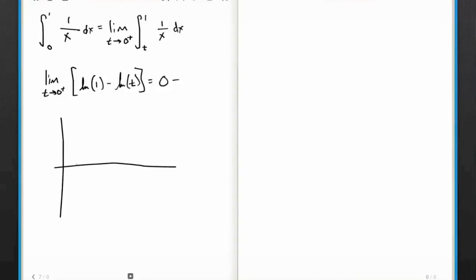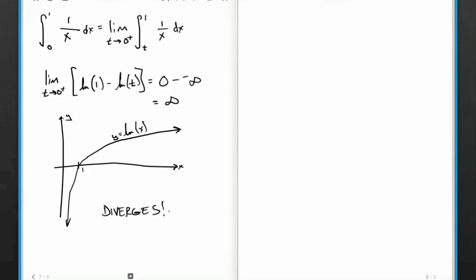The natural log function looks something like this. And it goes off like this. So this is x, this is y, and this is y equals natural log of x. So as I approach 0 from the right, my natural log of t goes to negative infinity. Right, so this thing equals infinity. It does not converge on a certain value. So we can say that this one diverges.